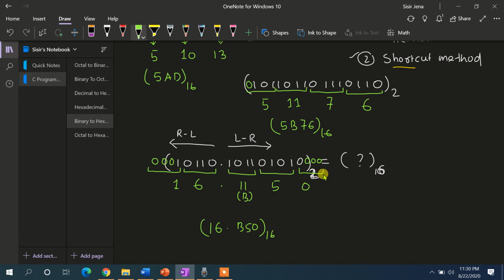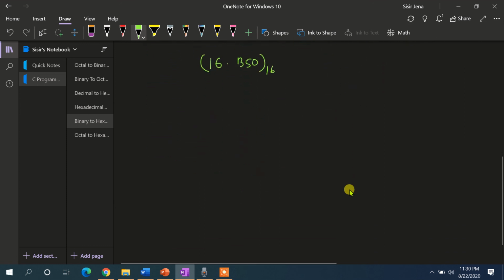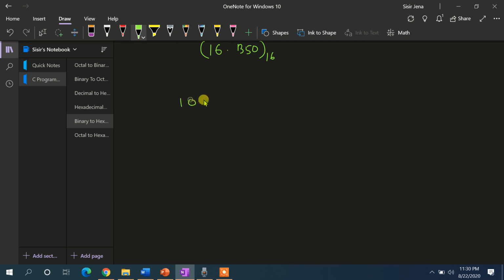Okay, I hope you understand how to convert it. Let us take another example so that it will be clearer to you. Suppose a binary number is given, let's say 10111010.110110111. Let's say this is the question. Now how to find out the hexadecimal equivalent of this? As I have already told you, before the decimal point we combine from right to left, and after the decimal point from left to right.